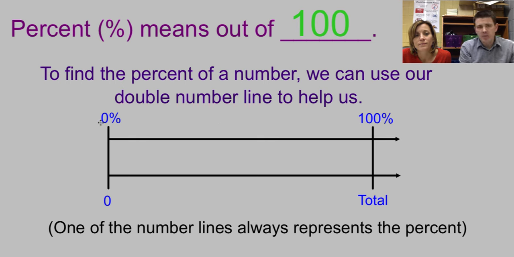I like to put it on top. So it goes from 0 to 100%. And then along the second line is 0 to our total amount from our particular problem. So get that jotted down as a reference. And then we're going to try a couple of them together.